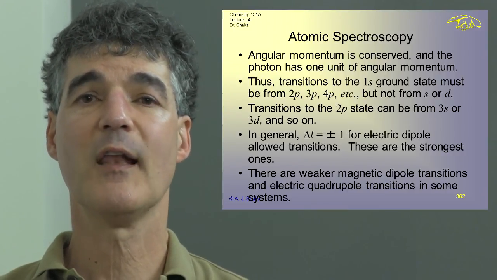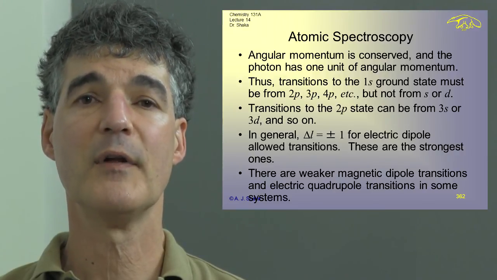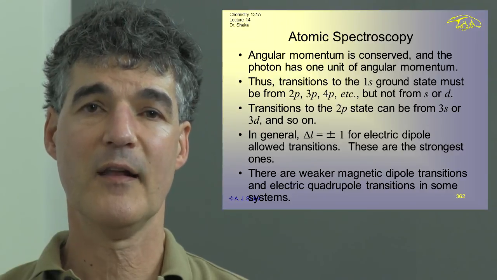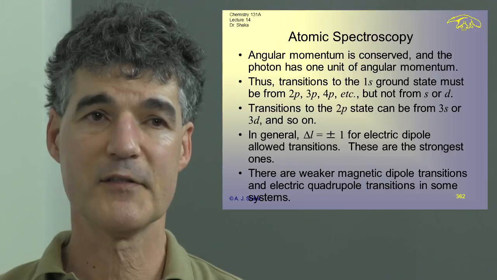When we use the terms allowed and forbidden in spectroscopy, what we're talking about really is strong and weak. Allowed is the light is green, forbidden is it's red, but some people run red lights.